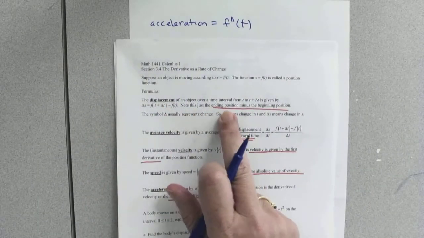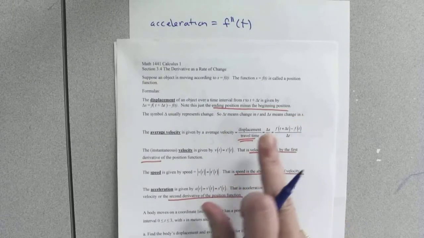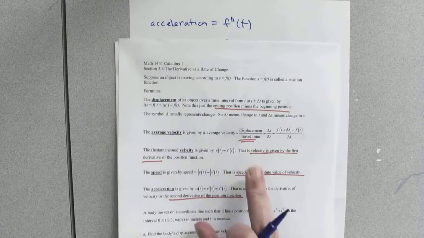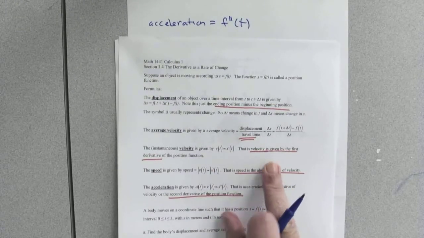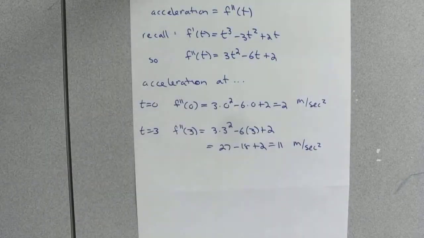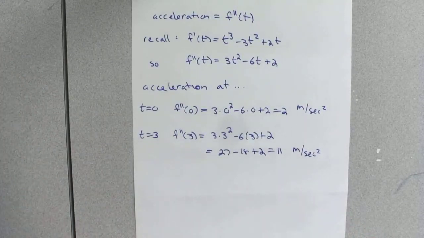Displacement, ending position minus beginning position. Average velocity, displacement over travel time. Velocity, first derivative. Speed, absolute value of velocity. Acceleration, second derivative. That's the first part of this section. We'll end this first video right here.